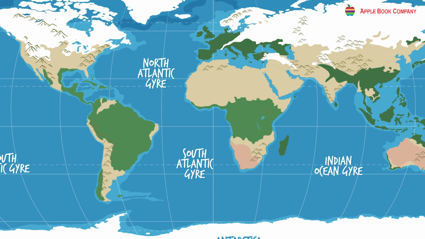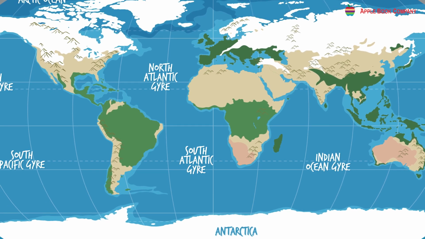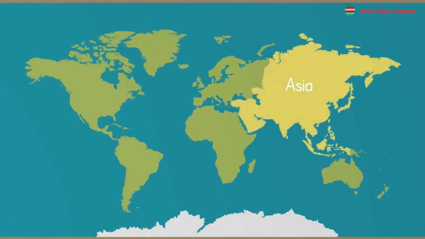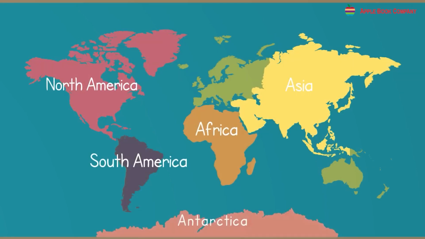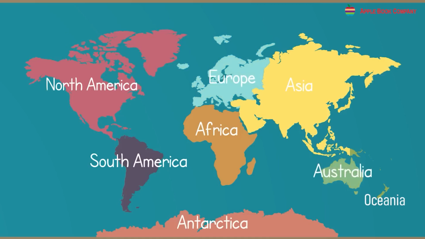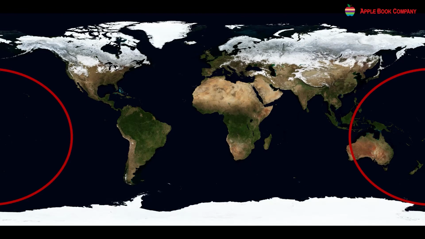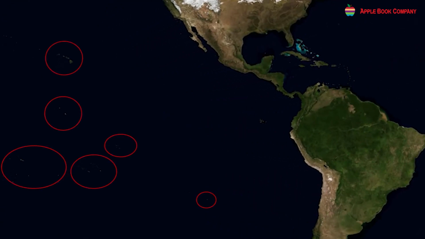Continents. A continent is a large landmass. There are 7 continents on the earth. Listed in order of size, they are Asia, Africa, North America, South America, Antarctica, Europe, and Australia and Oceania. Oceania includes Zealandia and other Pacific islands, not part of the 7-continent model.